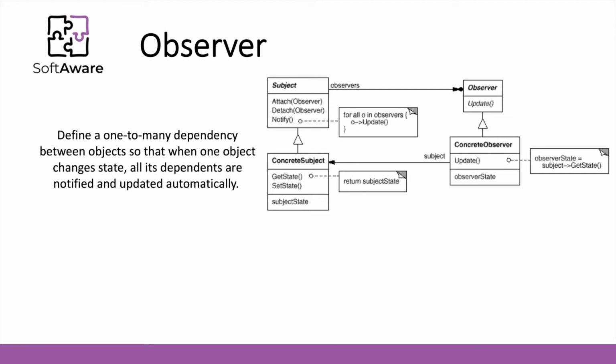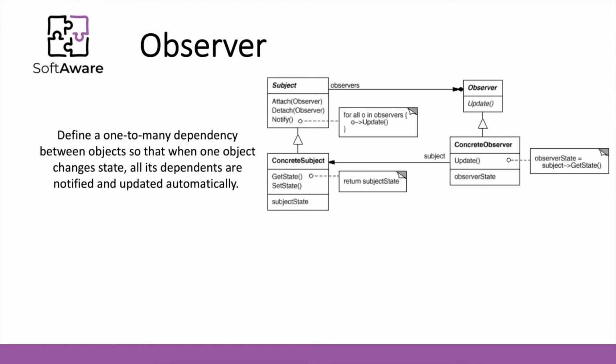The structure includes a subject that knows its observers, and any number of observer objects may observe this subject, and provides an interface for attaching and detaching observer objects. The observer defines an updating interface for objects that should be notified about the changes in a subject. A concrete subject stores the state of interest to concrete observer objects and sends the notification to the observers when the state changes. And there is also a concrete observer that maintains a reference to a concrete subject object, stores states that should stay consistent with the subject's state, and implements the observer updating interface to keep the state consistent.